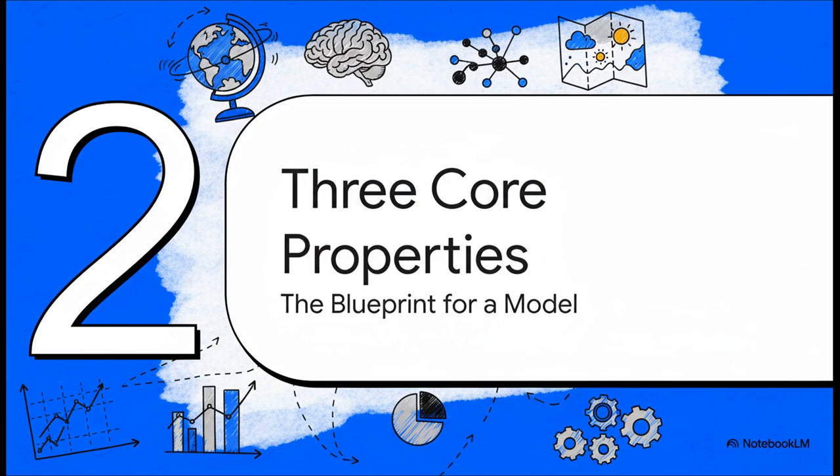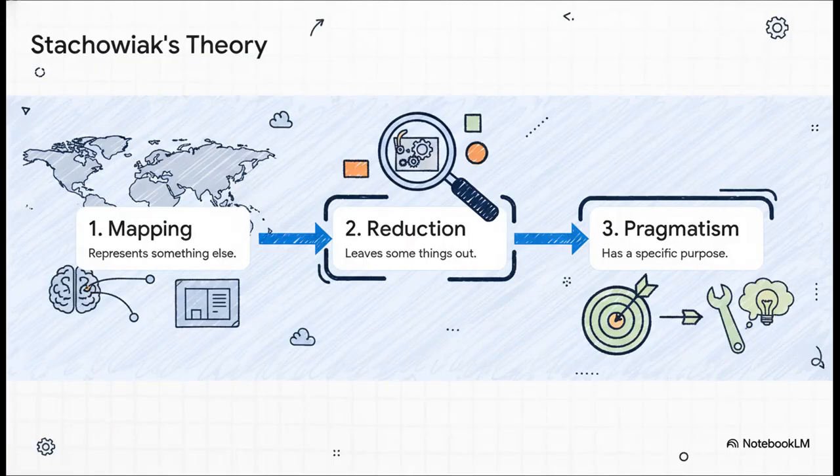Okay, to really get a grip on what makes something a model, there's this really powerful framework from a philosopher named Herbert Stachowiak. He basically argued that every single model out there, I don't care what it is, has three essential properties. You can think of it as the blueprint for what a model is. All right, here they are. First, there's mapping. This just means a model has to represent something else, its original. Second, we have reduction. Now this one is huge. A model is always simpler than the real thing. It has to leave stuff out on purpose.